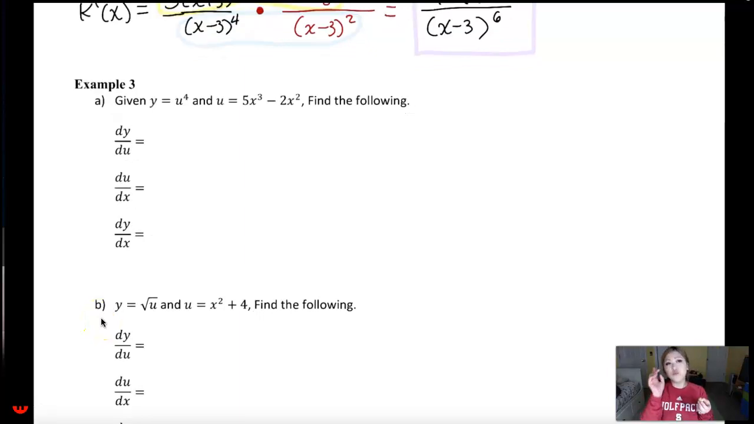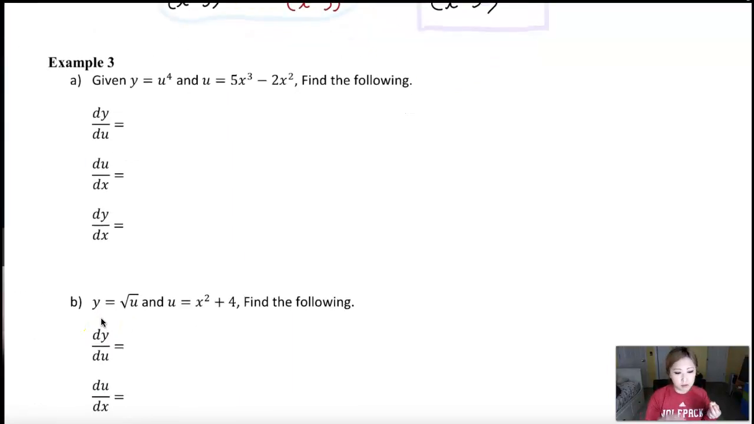Let's continue with some more fun chain rule problems. So example 3, parts A and B. I got this from your homework. Looks really fun, so I want you to do this.